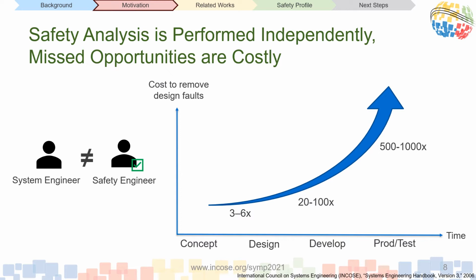And this can be extremely costly since, according to the Systems Engineering Handbook, the removal of design faults detected during the design phase is up to 6 times more costly than it would be in the early concept phase. This multiplier can even increase to 100 at the development stage and 1000 at the production or testing stage.